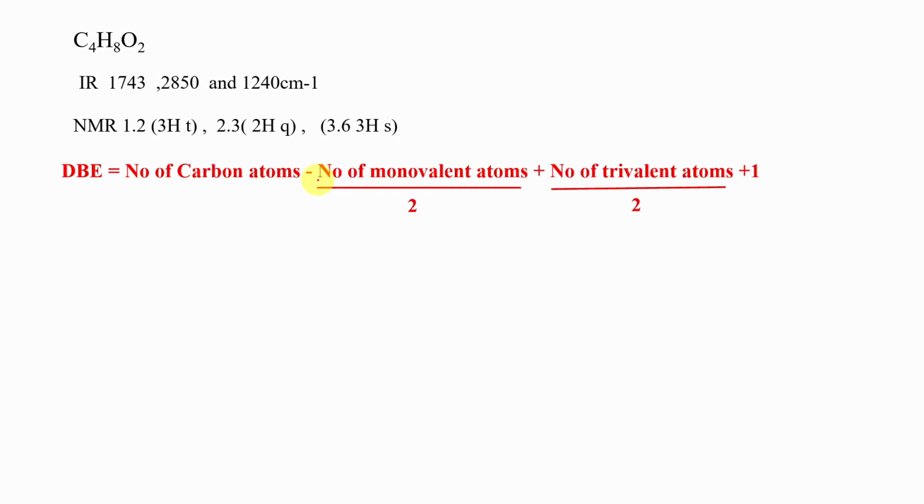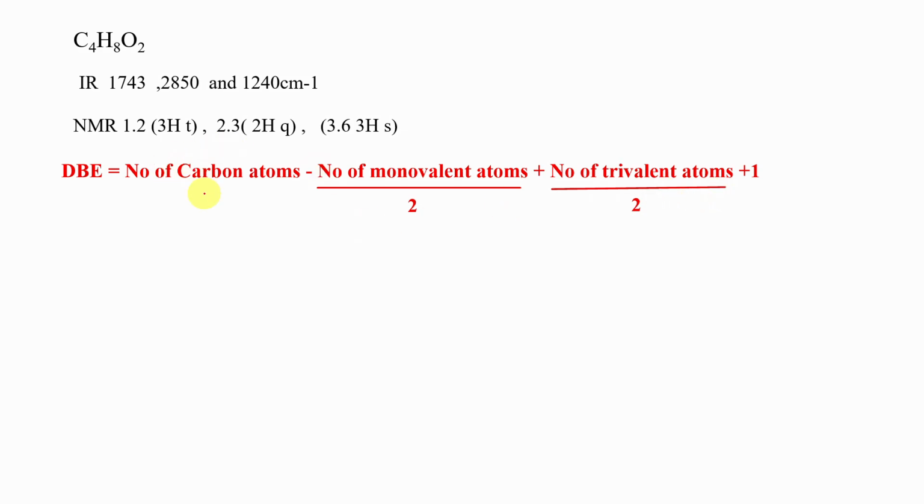In order to determine the structure of the molecule, first of all we have to calculate the double bond equivalence, otherwise called the index of hydrogen deficiency. It can be calculated by this equation: double bond equivalence is equal to number of carbon atoms minus number of monovalent atoms divided by 2 plus number of trivalent atoms divided by 2 plus 1.